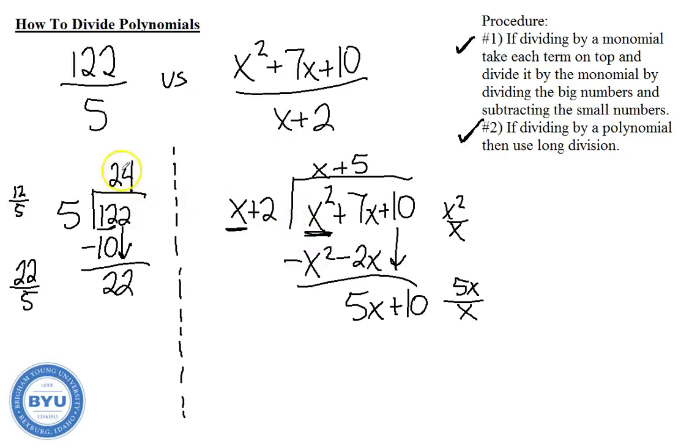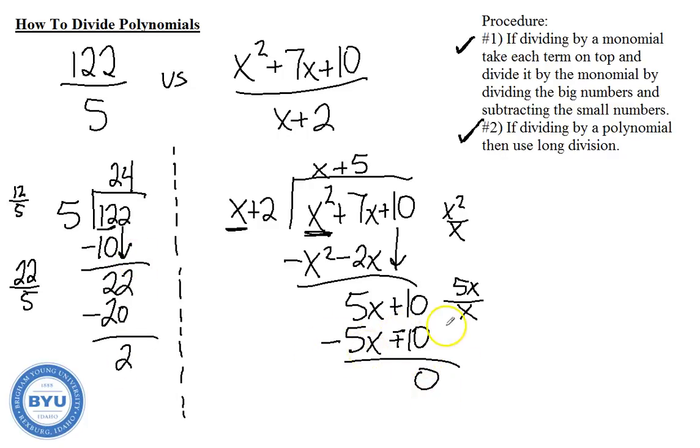We then multiply this number through. 4 times 5 is 20. 5 times x plus 2 would be 5x plus 10. We then subtract the value out, and here I'm left with 2. That's our remainder. Here I subtract this out, and I'm left with 0. There is no remainder, and so my answer is x plus 5.